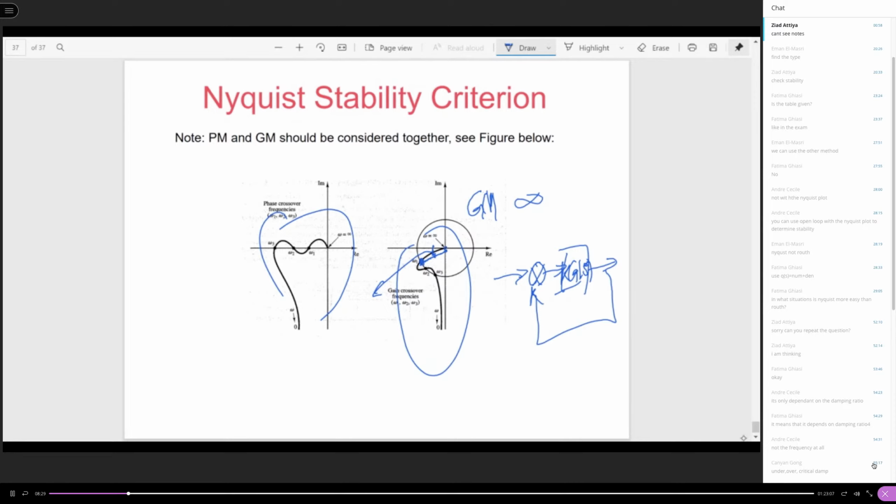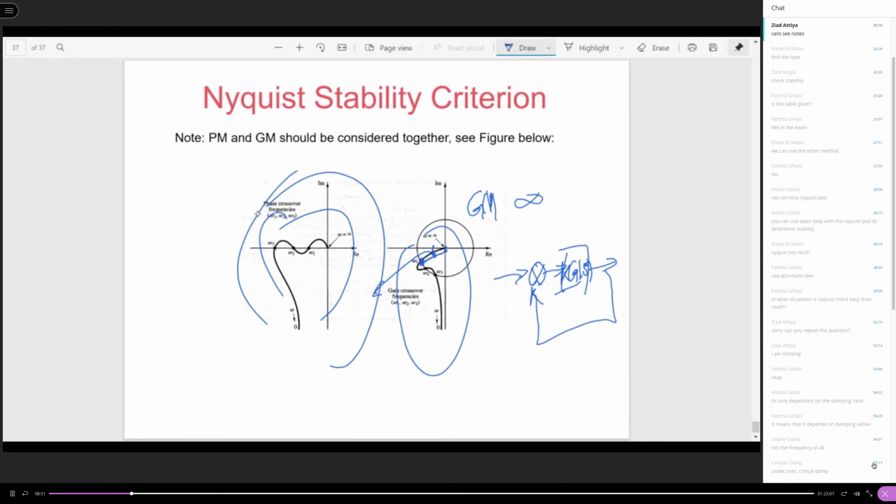margin is too small. So if you look at the gain margin only, you might think the system is very stable. But unfortunately, this system is not. It could be easily perturbed into the unstable zone because the phase margin is small.